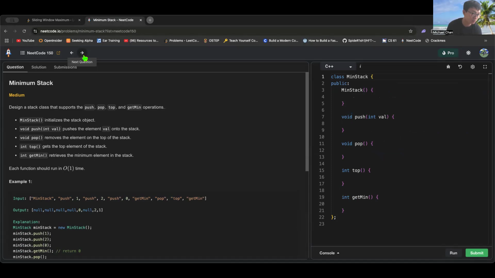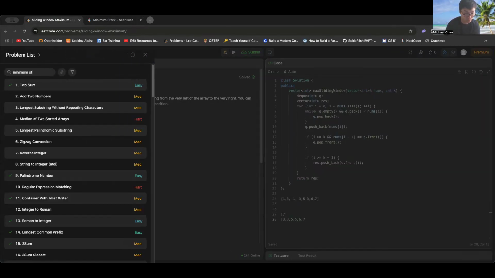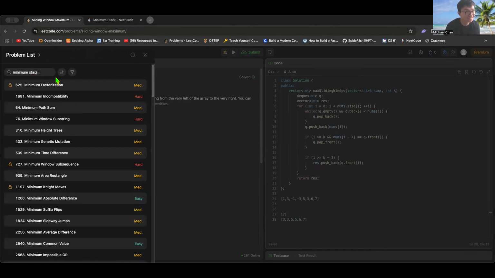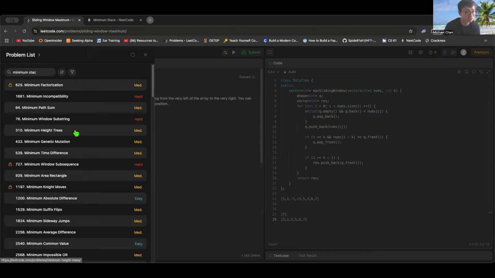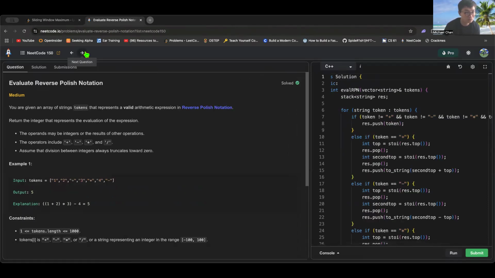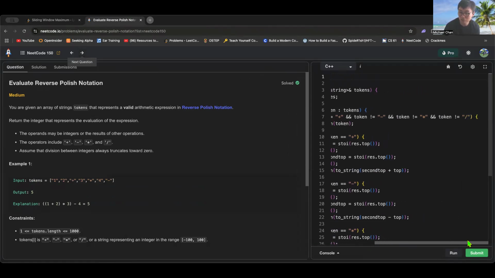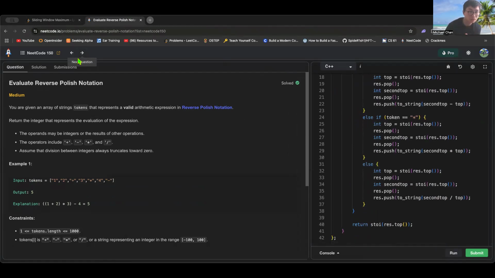Okay, this one I've done. Minimum stack. Okay, let's try and implement this. Oh, is it not on LeetCode? Not on LeetCode? Evaluate reverse Polish notation. This one I feel like I've done. Yeah, this one I've definitely done.